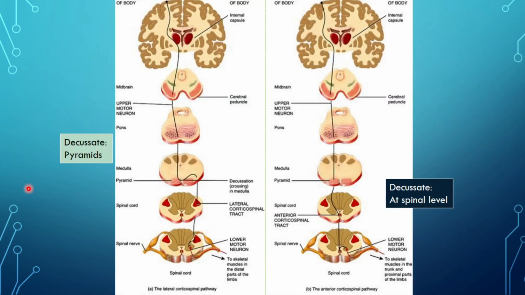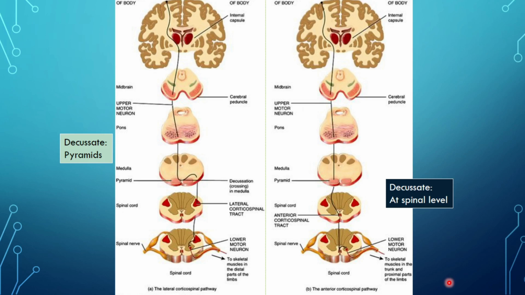So first of all, I'm going to discuss the motor pathways. There are 2 main voluntary motor pathways. We have the lateral corticospinal tract, which is shown in this cartoon on the left, and we have the anterior corticospinal tract, which is shown on the right here.